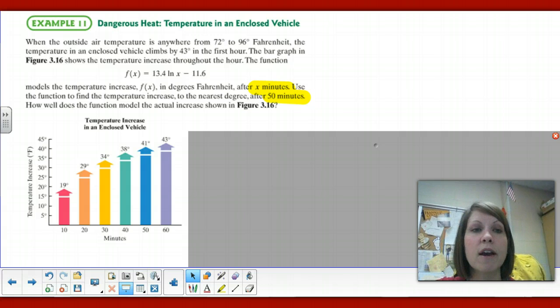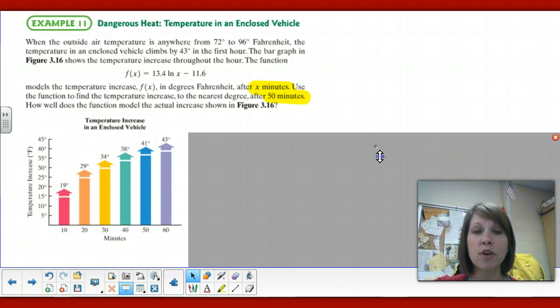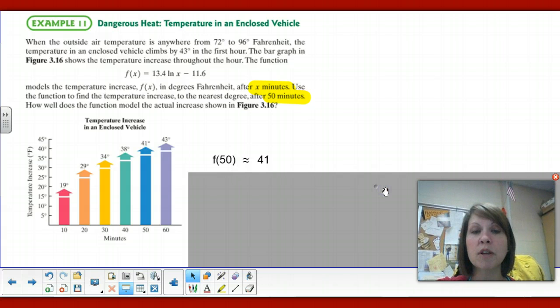This was a marathon today. Now we have a function that involves a natural log. Same process as a couple of examples ago. You have a function, we're told that x is measured in minutes, and we want to find the temperature if 50 minutes have gone by. We're not just looking at the chart. If you read this, it's asking how the model compares to the chart. We want to know what the model says about 50 minutes out. If you do f of 50 using the ln button on your calculator, you're going to find that that's approximately 41.